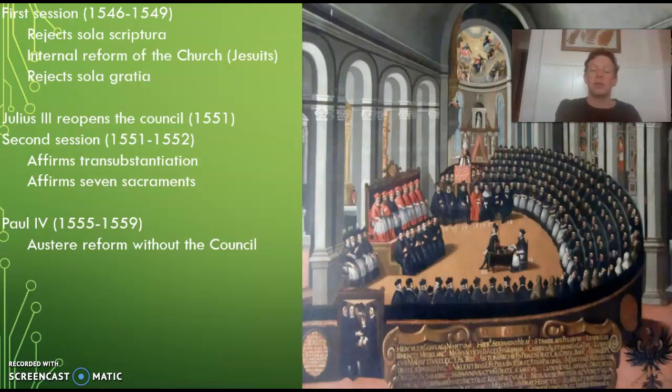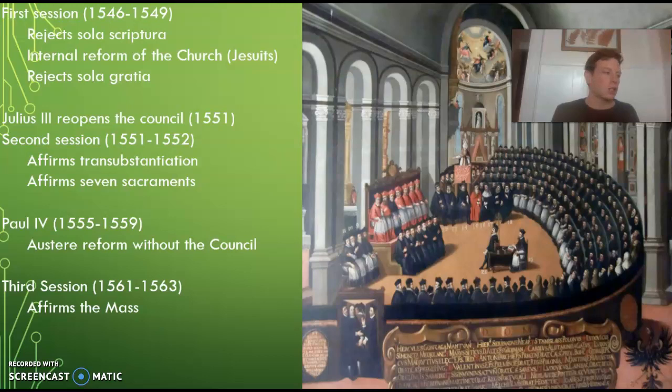He becomes extremely unpopular because of his austerity, which meant cutting back on a lot of the corruption. And after his death, his statue, it was typical for every pope to get a statue, his statue was mutilated. Paul IV dies in 1559, and the new pope is Pius IV. And Pius IV reopens the Council of Trent for its 3rd and final session.